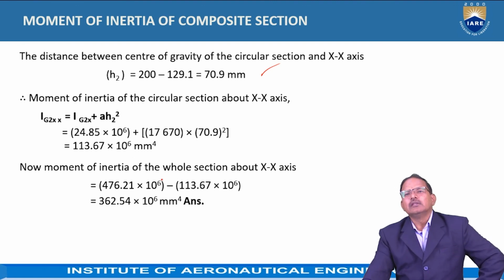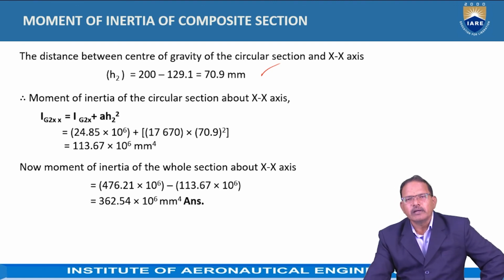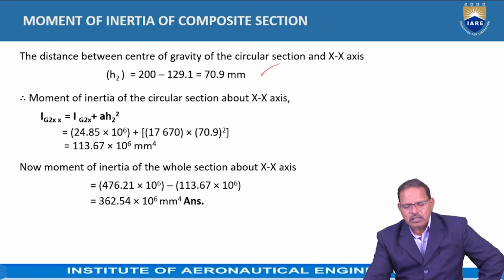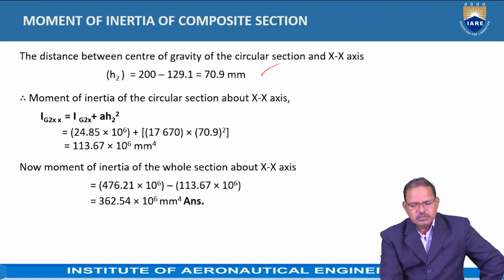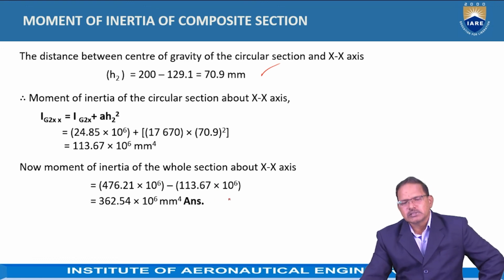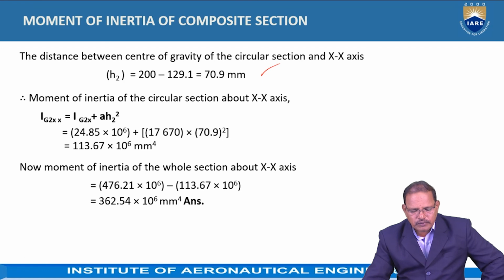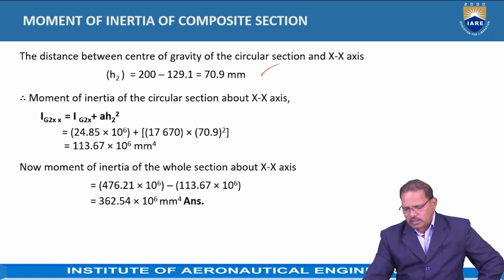The moment of inertia of the whole section is given by, since the area of the circle is removed, the moment of inertia possessed by the circle we have to remove, that is, we have to take it as negative. That means 476.21 into 10 to the power of 6 minus 113.67 into 10 to the power of 6, which is equal to 382.54 into 10 to the power of 6 mm to the power of 4. This is our required answer.